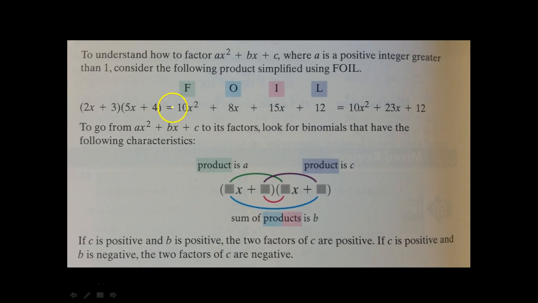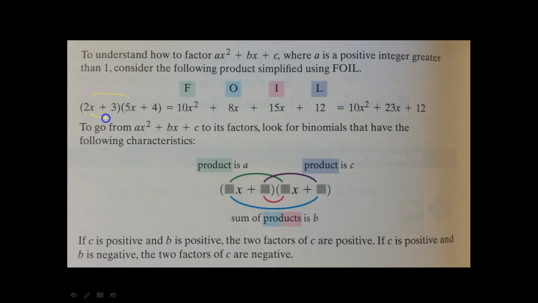Alright, so we take a look here. To understand how to factor ax squared plus bx plus c, where a is a positive integer greater than 1, consider the following. Understand the FOIL, so first, outer, inner, last, and it's color-coded down here to help us as well. That we have this first term, 2 times 5, which is 10, x times x, x squared.